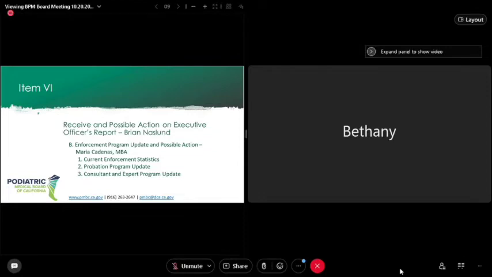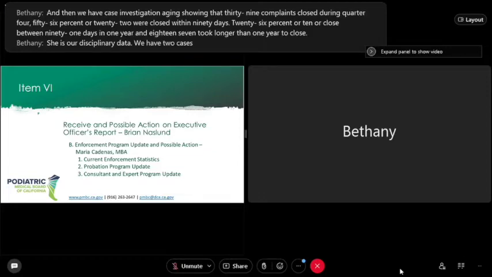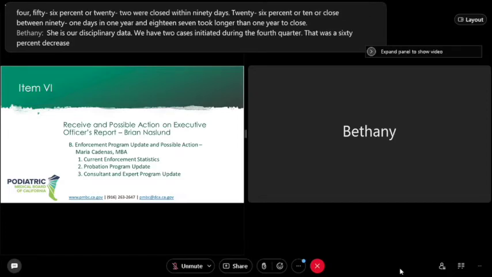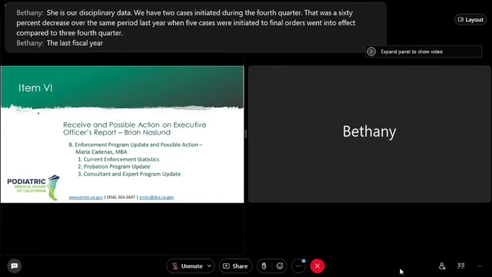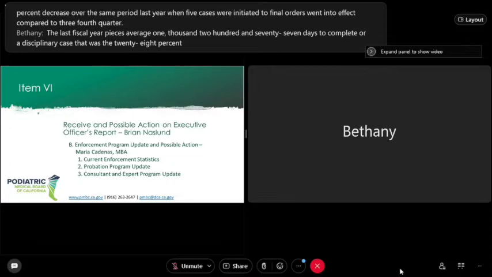Attachment C is our disciplinary data. We had 2 cases initiated during the Q4. That was a 60% decrease over the same period last year when 5 cases were initiated. 2 final orders went into effect compared to 3 in the Q4 of the last fiscal year. Cases averaged 1,277 days to complete for a disciplinary case. That was a 28% increase over the 1,000-day average to complete 3 disciplinary cases in the prior year's Q4.